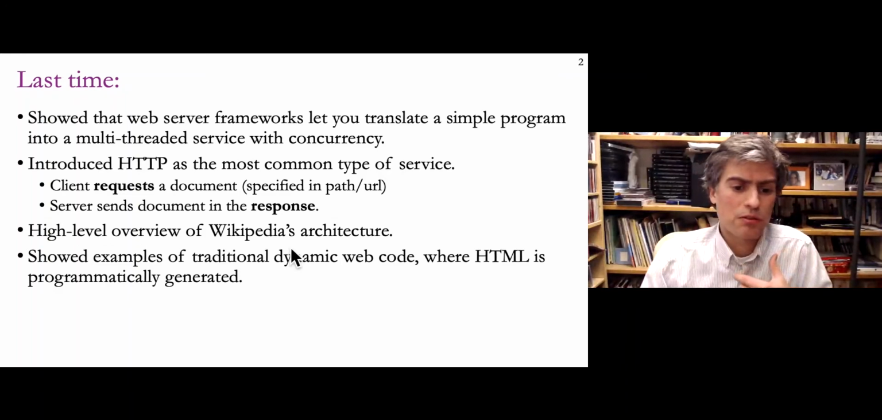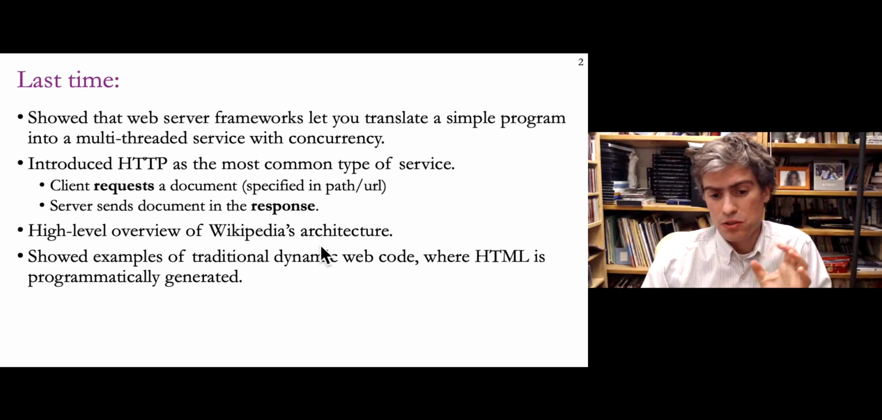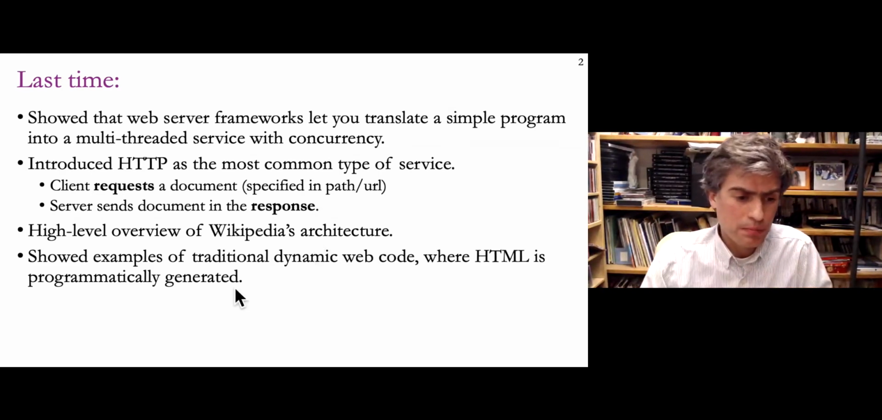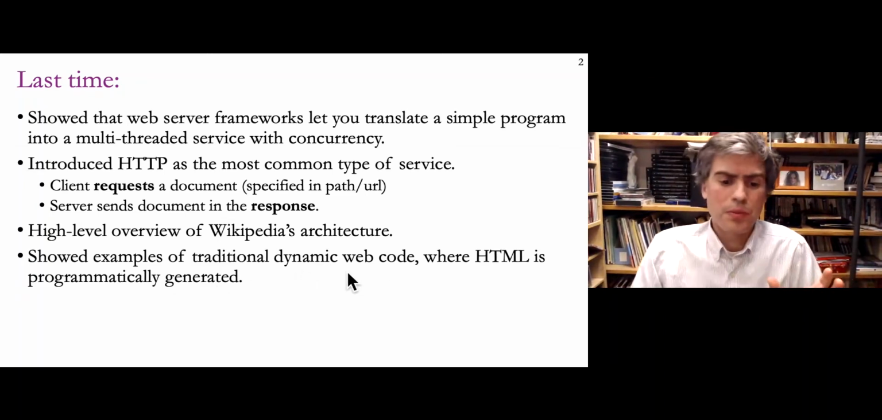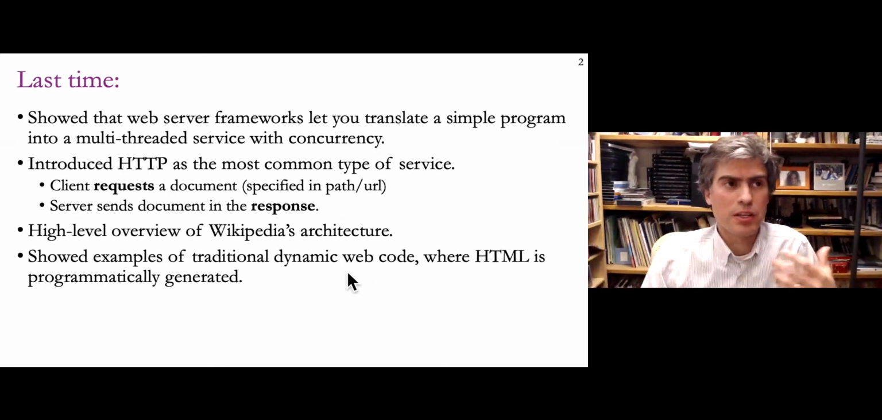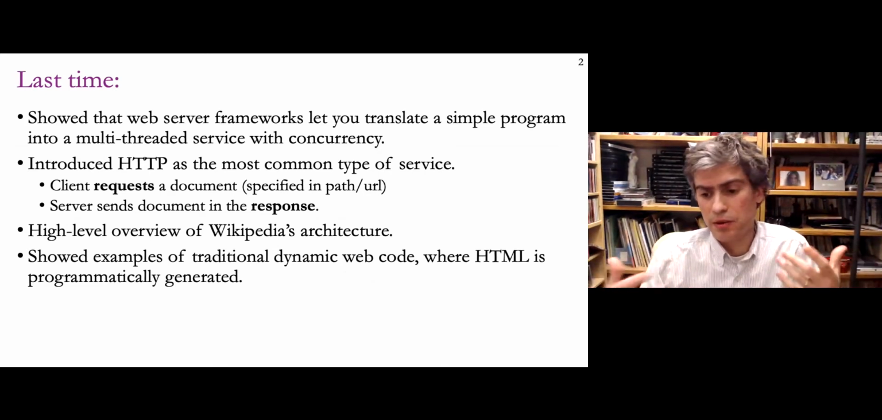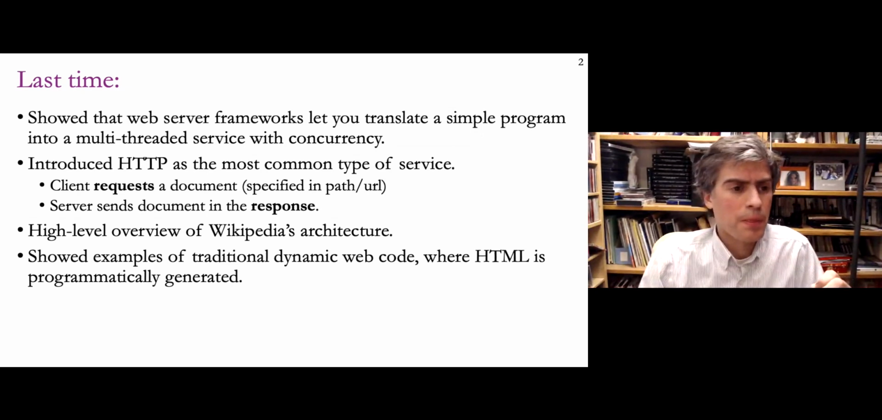We gave a high-level overview of Wikipedia's architecture. The open source code for Wikipedia is called MediaWiki, and we're going to talk more about that today. And I showed some examples of dynamic web code that renders HTML in a dynamic way for a few different sample websites that I've written over time.